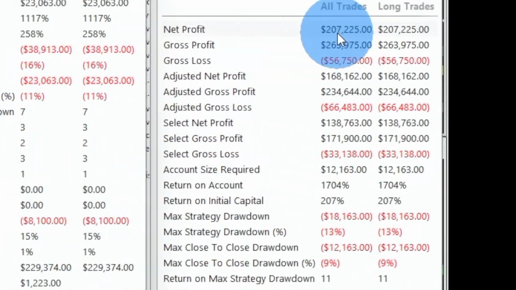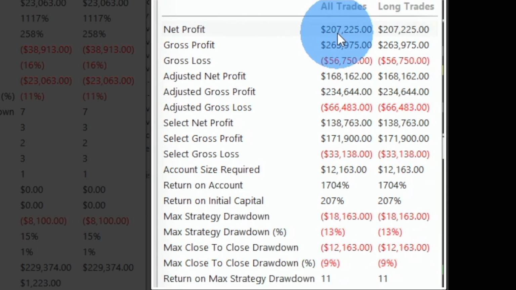And then the Ultimate C% is making $207,000 with an 11-to-1 return to drawdown ratio. So even though we are making less money, we are making a lot lower drawdown. That's $18,000, which comes to 13%.